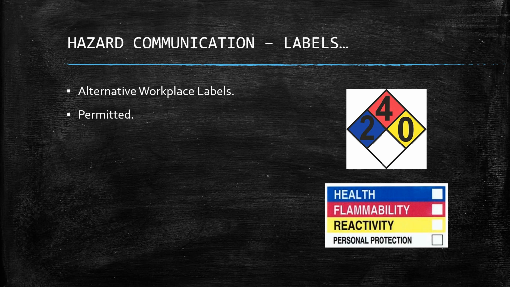Alternative workplace labels are permitted by regulatory agencies, but must provide general information regarding hazards associated with the chemical, and the label must not conflict with GHS hazard warnings or pictograms. Some examples of widely used alternative workplace labels, including the NFPA Diamond and the HMIS label, are shown to the right.